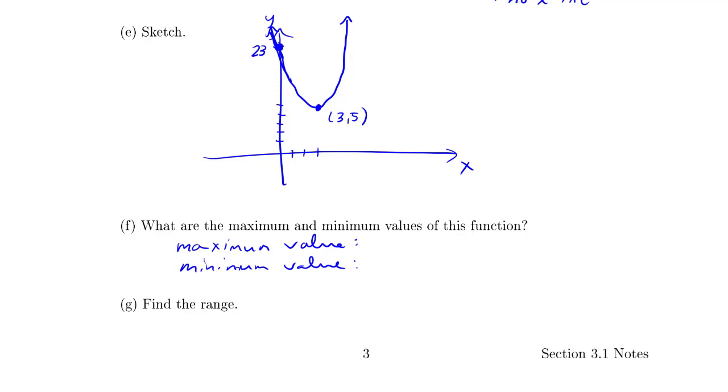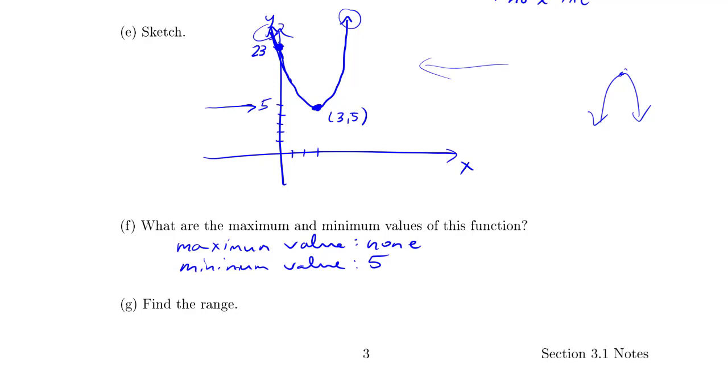It either has a bottom, a minimum value like we see here, or if it was facing downward, it would have a maximum value. So it can only have one of these. This one does not have a maximum value because it keeps going on up forever. And its minimum value is just the y value of the vertex. So 5. That wasn't so bad once we had all the work we'd done before.